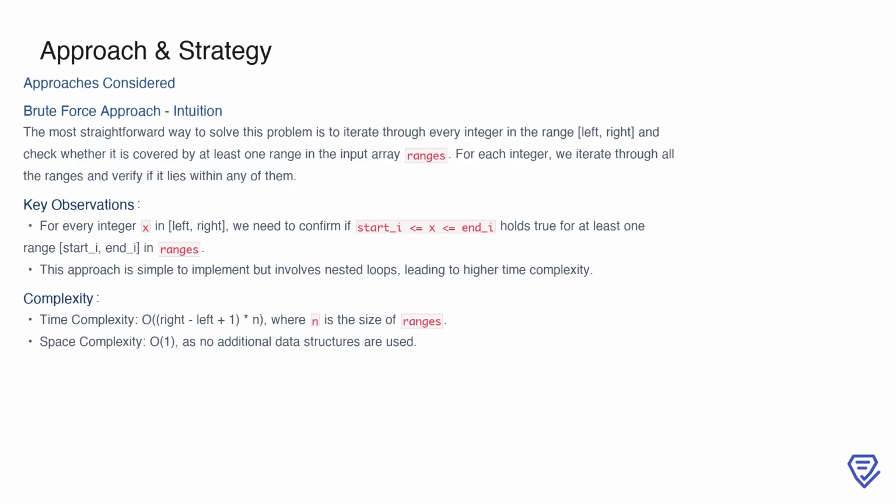While this method is conceptually straightforward and easy to implement, it involves nested loops, one for the integers in the target range and another for checking all the input ranges. As a result, the time complexity is proportional to both the size of the target range and the number of input ranges. This can become computationally expensive for larger inputs. However, it's worth noting that this approach does not require any additional memory, making its space complexity constant.